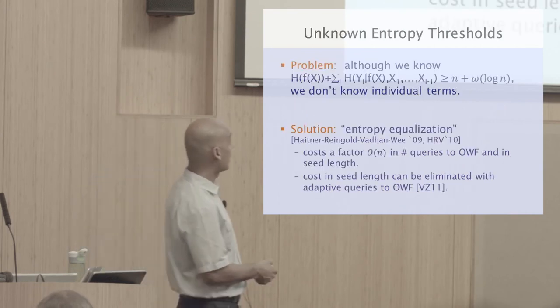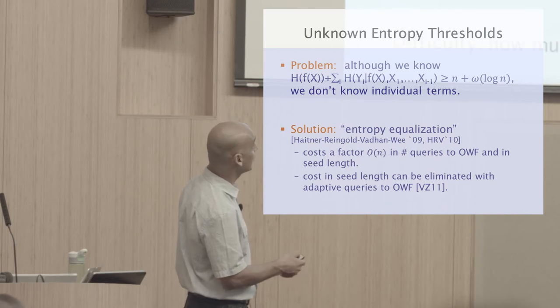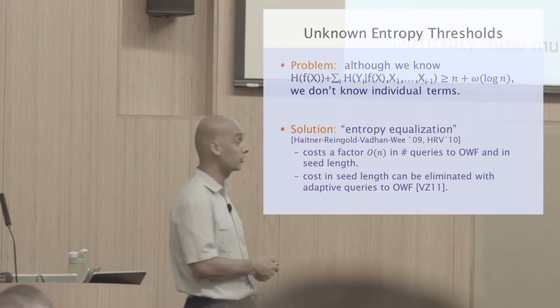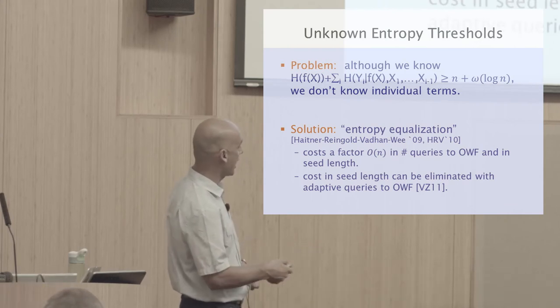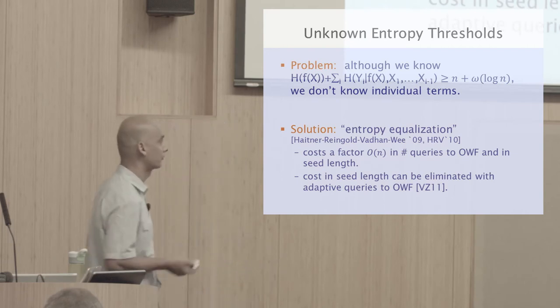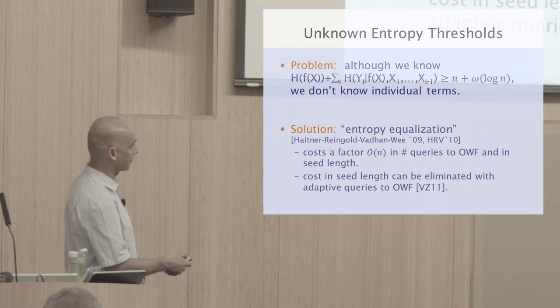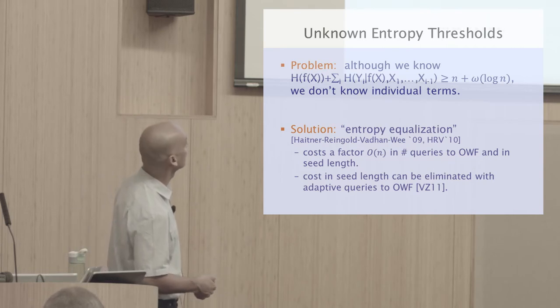Okay, and so what we'll see is a technique called entropy equalization, which will cost us. Here we had only n squared evaluations, and our seed length will be n cubed, because it's n squared inputs to f we need to choose. This entropy equalization will solve this difficulty of not knowing how the entropy is distributed, and it'll cost us another factor of roughly n in the number of queries and the seed length. And then we'll see how we can actually save the factor of n in the seed length using additivity. Let me skip that.